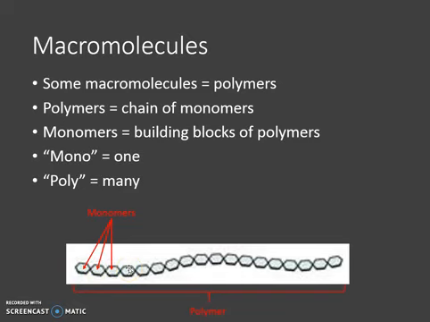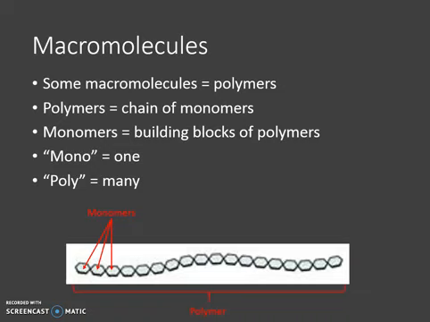Now, a polymer is where those building blocks get bound together to make a really big molecule. So you can think of a polymer as being something like a house made out of Legos, and the monomers are the actual individual Lego bricks that make up the house, which is the polymer. So remember, mono means one unit, polymer means many.